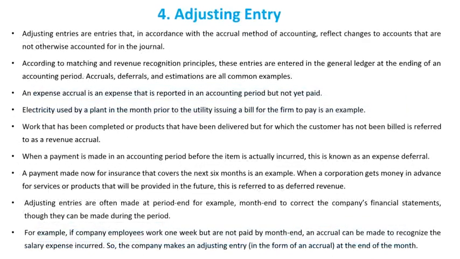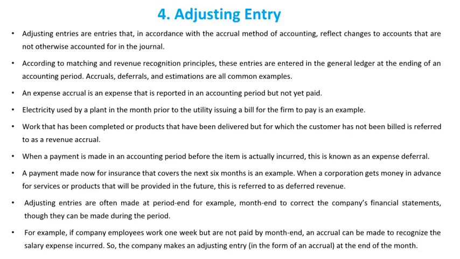Number 4 type of journal entry is adjusting entry. Adjusting entries are entries that, in accordance with the accrual method of accounting, reflect changes to accounts that are not otherwise accounted for in the journal. According to matching and revenue recognition principles, these entries are entered in the general ledger at the ending of an accounting period. Accruals, deferrals, and estimations are all common examples.